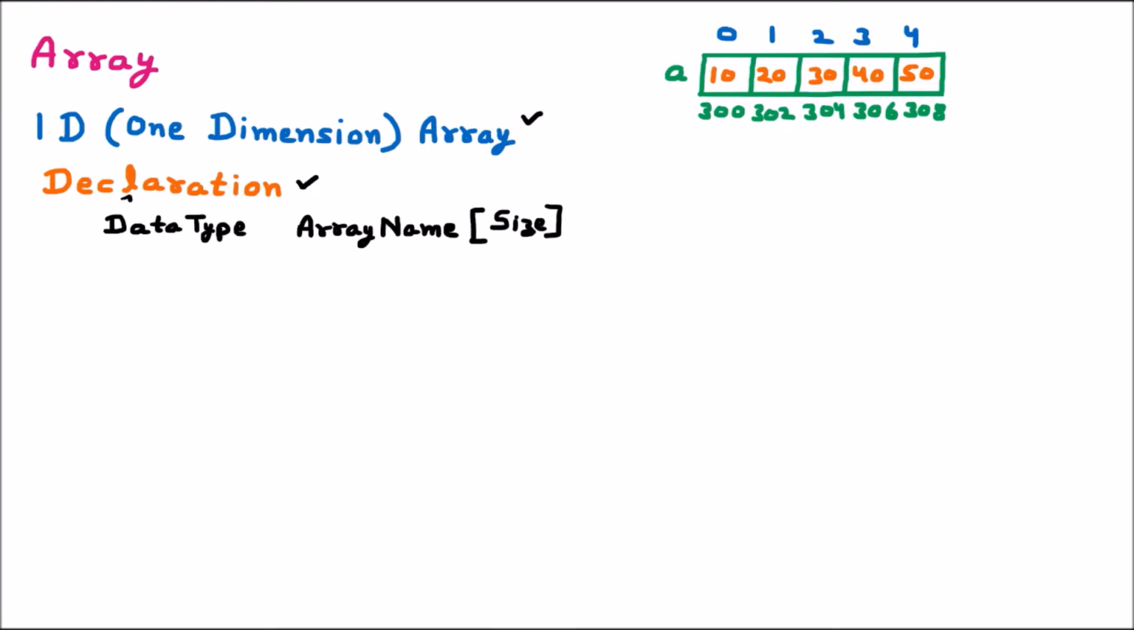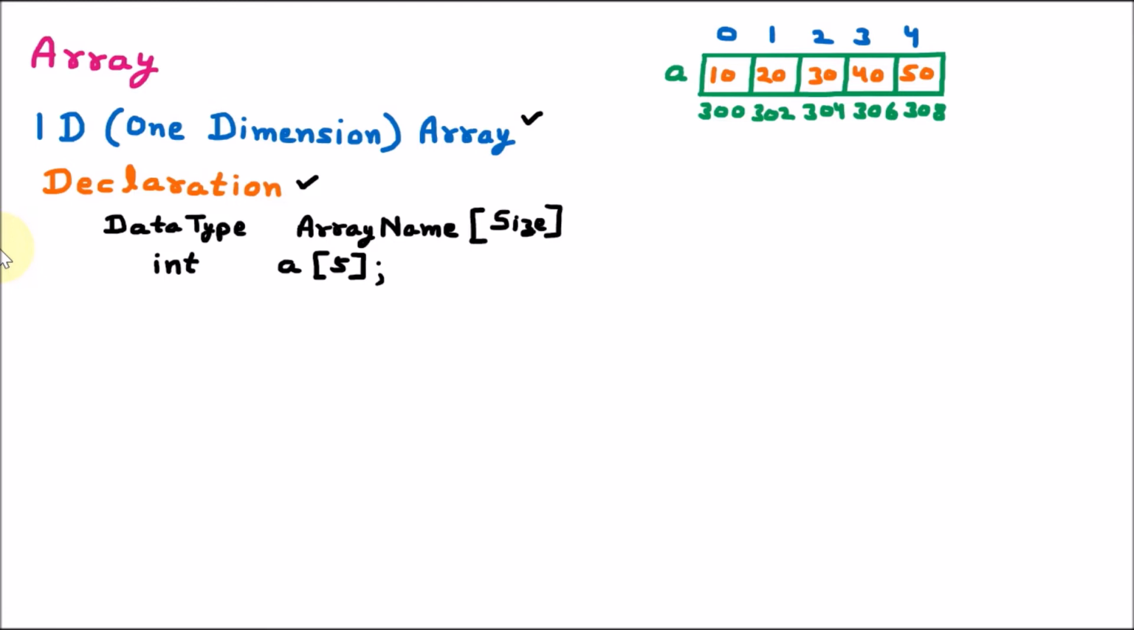So here we are assuming that the data type is integer. So we are writing here int, that means it is the integer data type. Then the array name, we are assuming that this is a. In the bracket we are providing the size, which is, let's say, 5. So here we are declaring the array, which is int a[5], then afterward a semicolon.